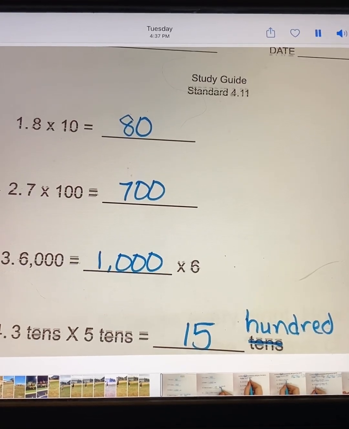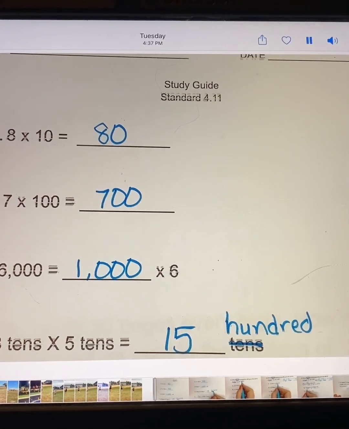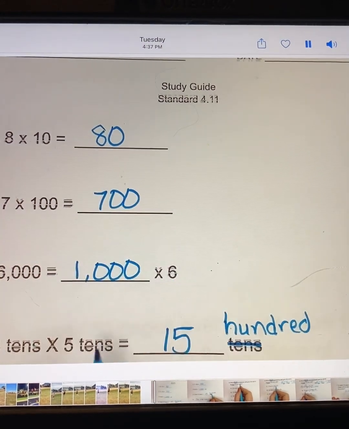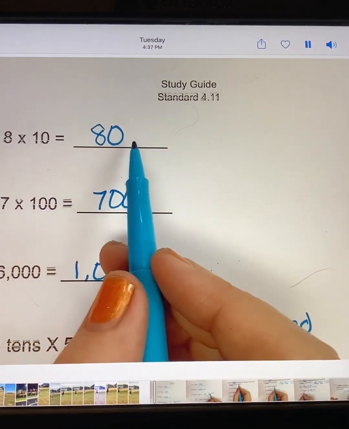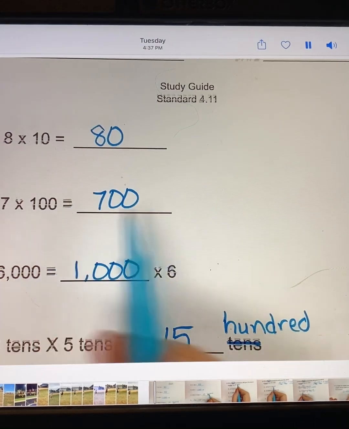This is our study guide for Standard 411, our first test. I'm going to go through these pretty quickly. 8 times 10 is 80. 7 times 100 is 700.